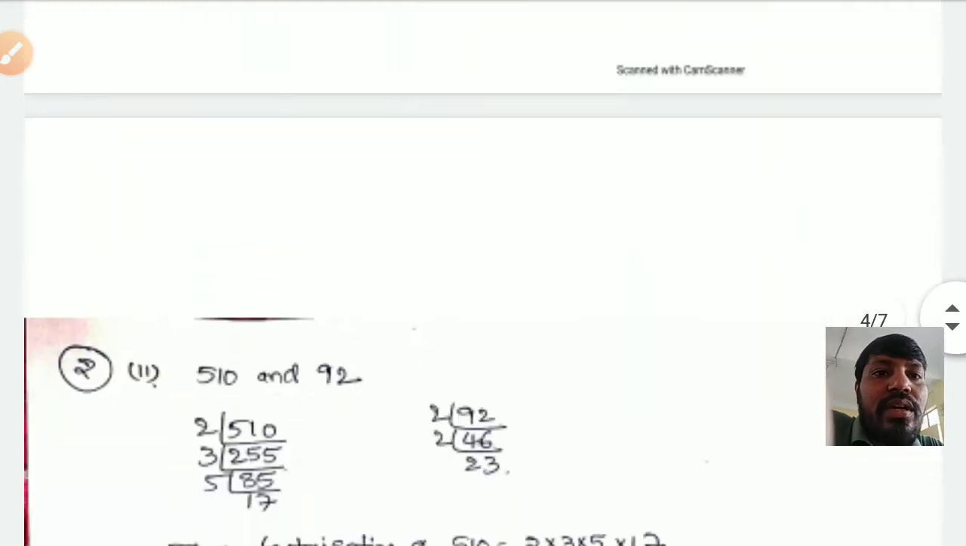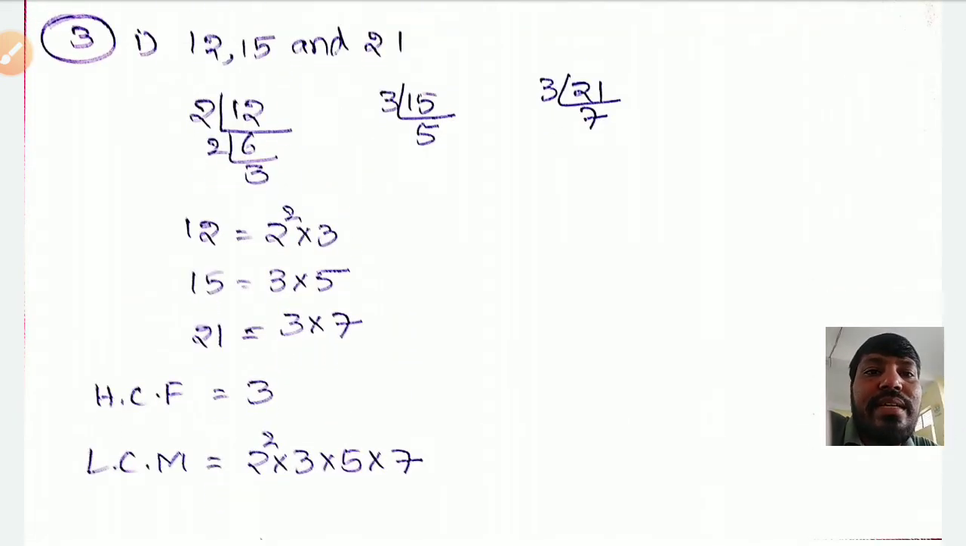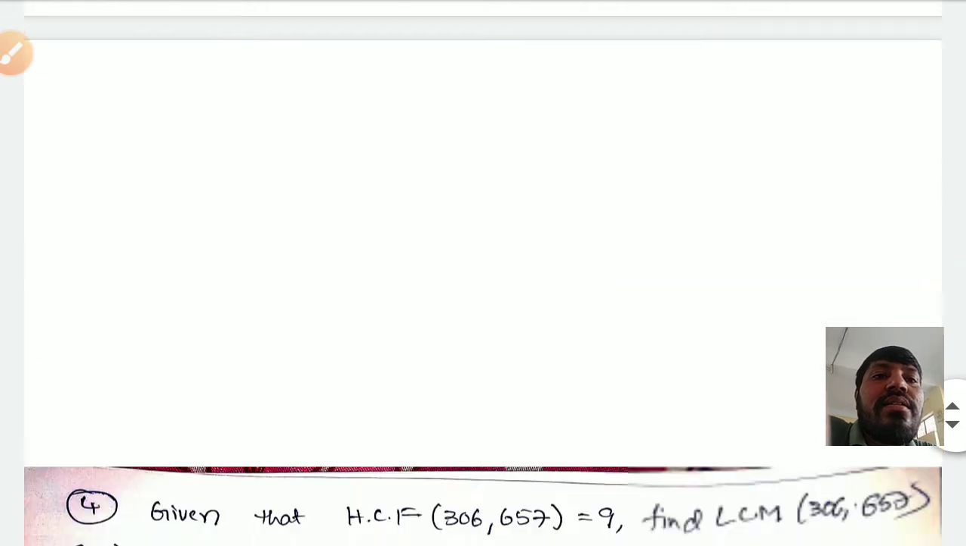Okay, now see the third question. The numbers given are 12, 15, 21. The prime factorization of 12 is 2 squared into 3, of 15 is 3 into 5, and of 21 is 3 into 7. HCF is the product of the highest powers of the common prime factors. The only common factor in all three numbers is 3, so the highest power is 3 power 1, and 3 is the HCF. And LCM means all the prime numbers: 2 power 2, 3, 5 and 7. So this is the third question.